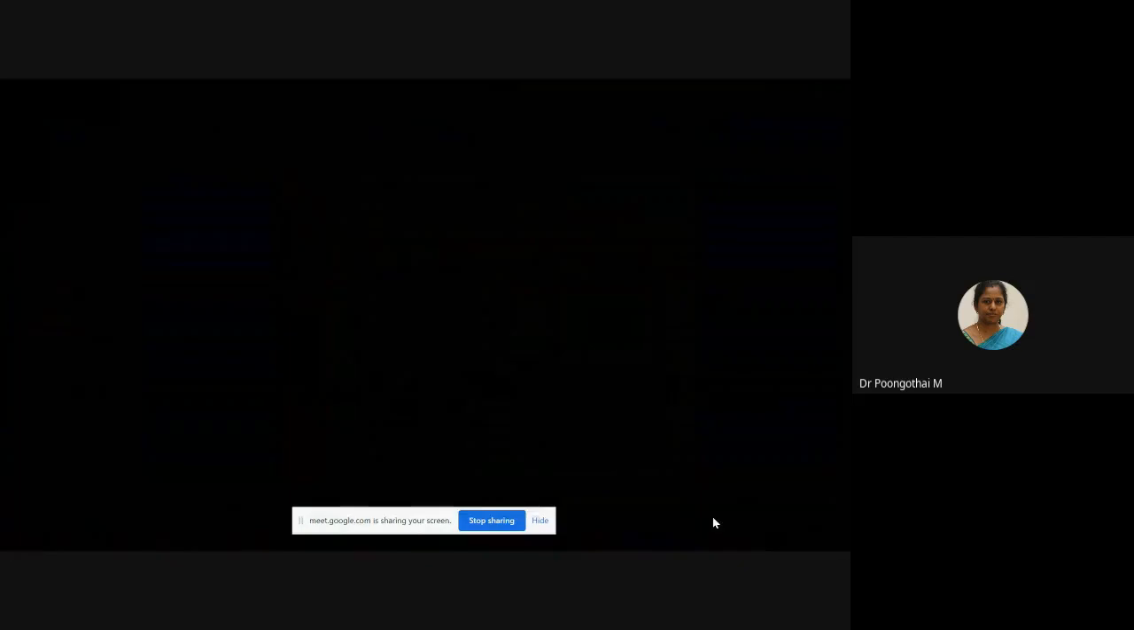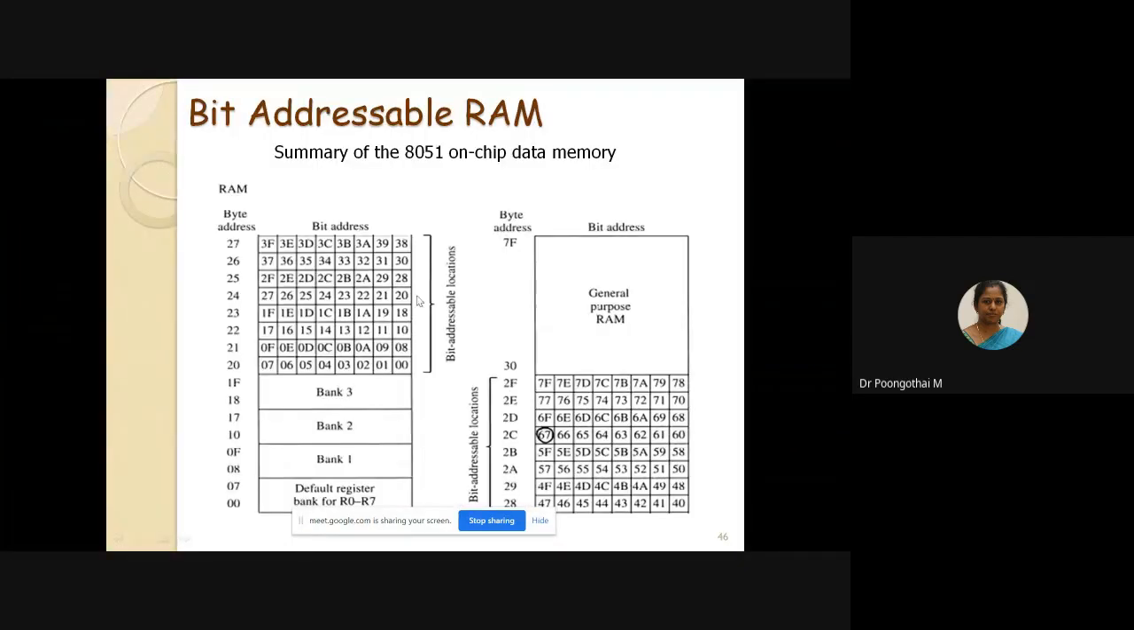This is your internal RAM. It is divided into three parts. One is the general register banks, the other is the bit addressable area, and the third is the general purpose RAM. The default register bank for R0 to R7 has the address range 00 to 07. Suppose we are using bank 1, the addressing range is from 08 to 0F.